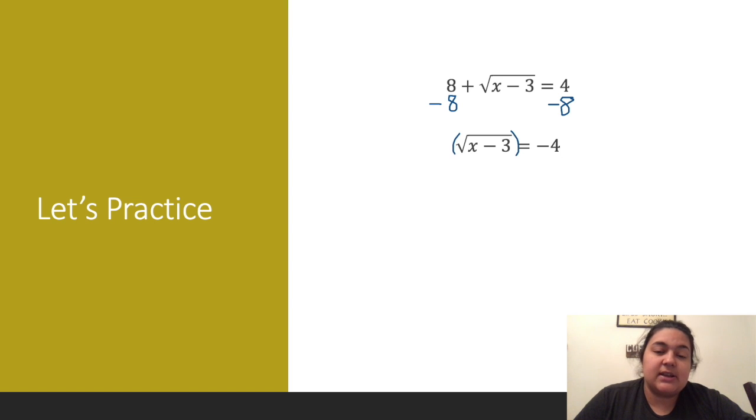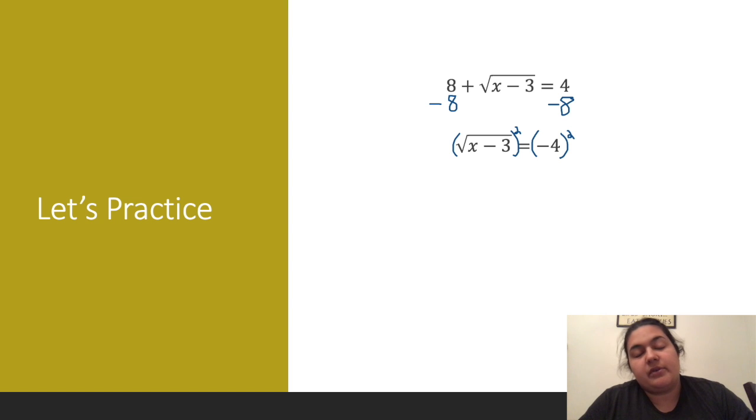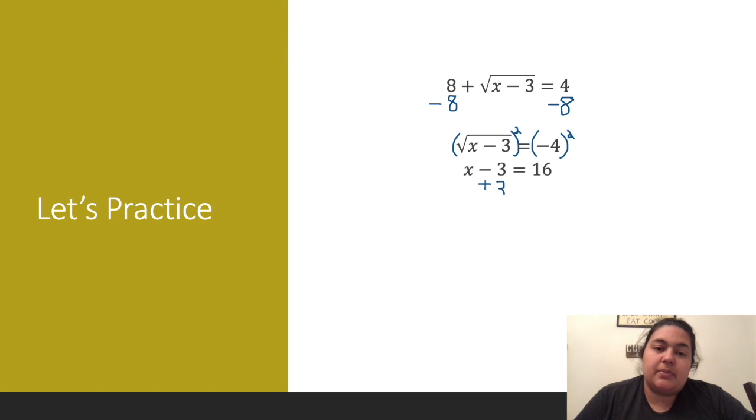Now that I've isolated the radical, I need to square both sides. So I'm going to wrap this in a big parenthesis hug and square it, and wrap that one in a parenthesis hug and square it. The square root of something squared is just the radicand itself. That's x minus 3 is equal to negative 4 squared. Negative 4 squared is just positive 16. So x minus 3 is equal to 16. Add 3 to both sides, and then I have x is equal to 19.